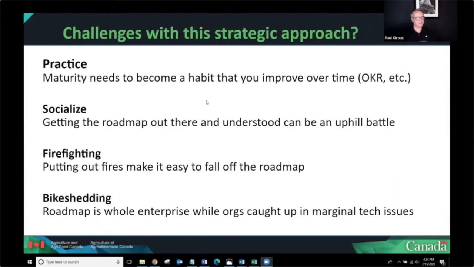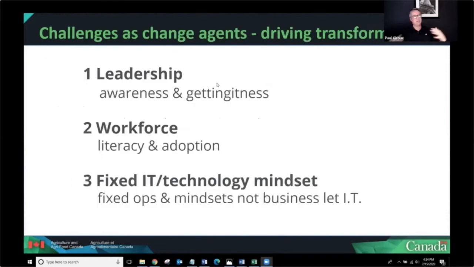And so the main challenges in general with driving transformation, and this is a quick slide where we can talk around some points about what we call geo-angst. So James, you can obviously hop in at any time, but the three main things I've seen in a lot of organizations, not necessarily Agriculture Canada, are leadership awareness and what I call getting itness.